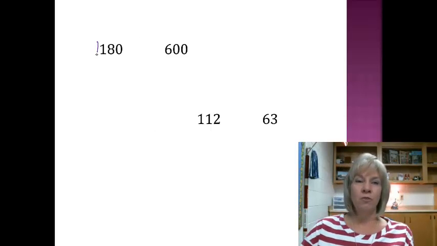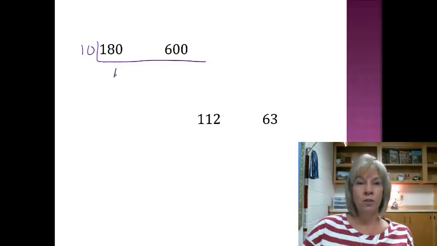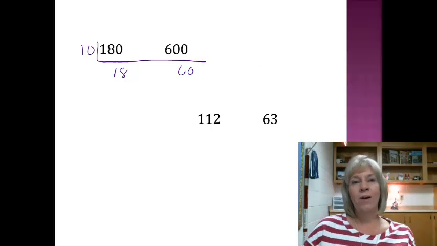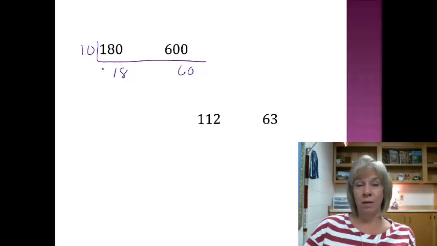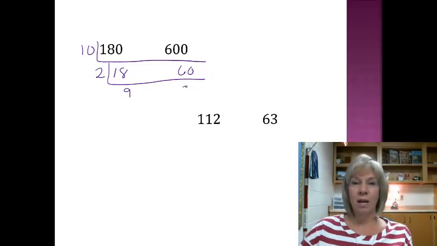Let's say we have 180 and 600. Well, I know 10 goes into both of these numbers, so 18 and 60. Okay, so I didn't have to put a prime number out here. Okay, what goes into 18 and 60? 2 would be easy. 9 and 30.